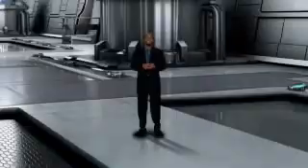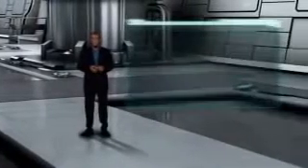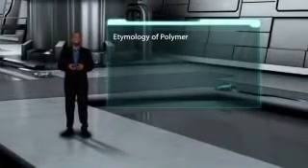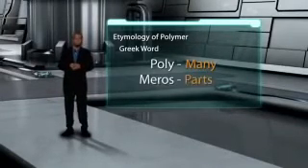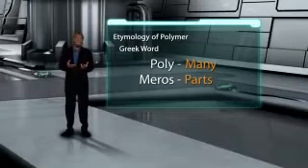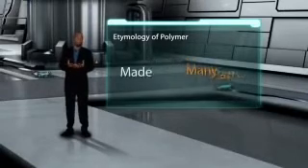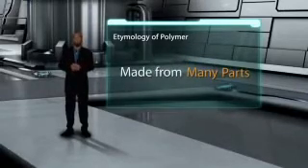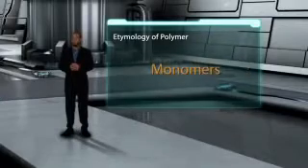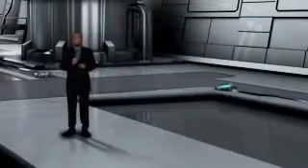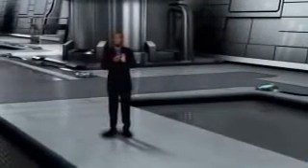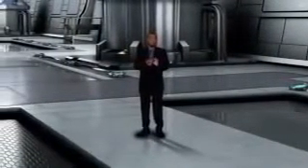But what exactly is a polymer? The etymology for the word polymer shows that it is derived from the Greek words poly, meaning many, and meros, meaning parts. So we can deduce that the easy definition of a polymer is made from many parts. Those parts are called monomers. More scientifically, though, a polymer is developed by linking together small molecules through covalent bonds.